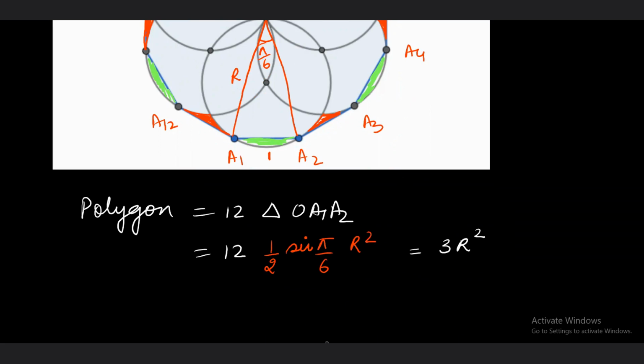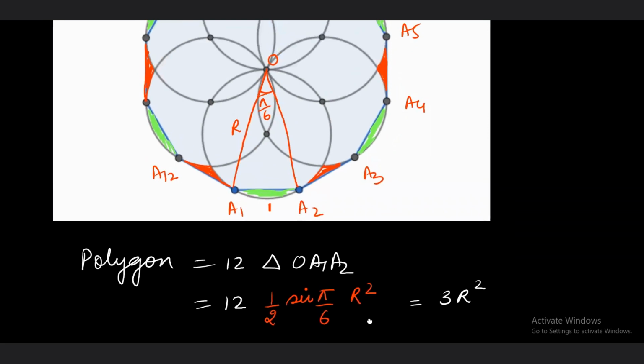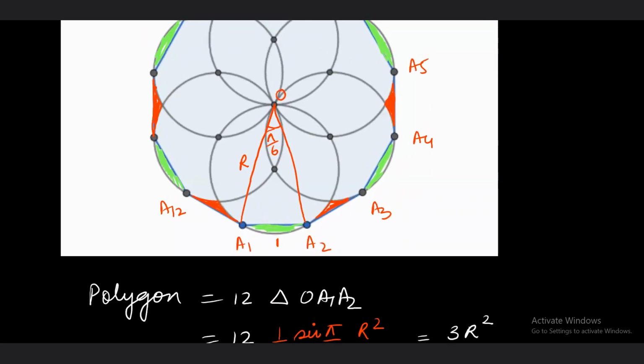But what is the value of R? I need the value of R as well. So again, let us go back to this figure. How are we going to calculate this R? You can see that OA1A2 is an isosceles triangle, right? So when you drop a perpendicular from O on the side of the polygon, the side of the polygon will get bisected. Okay. I know that this side length is 1 by 2, correct?